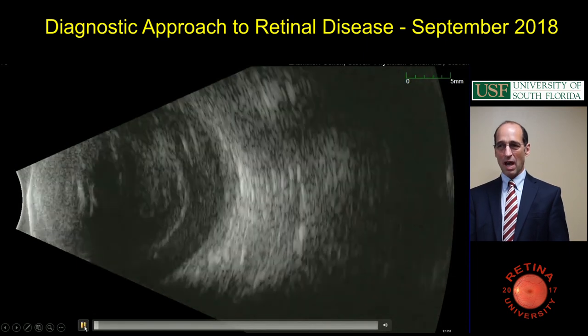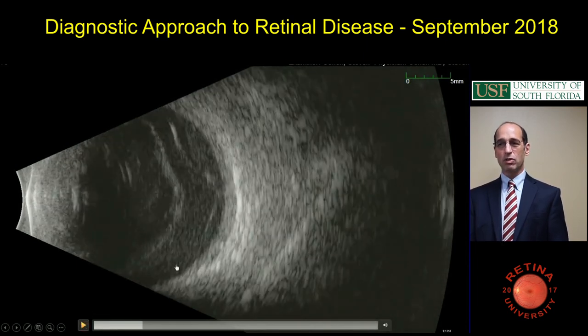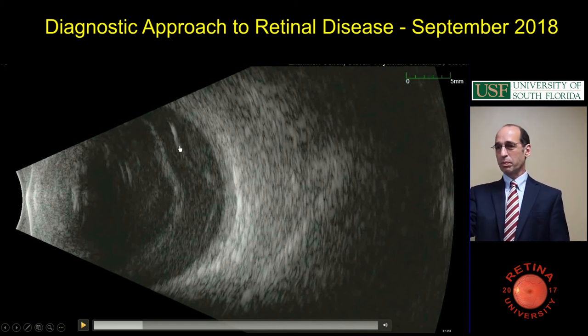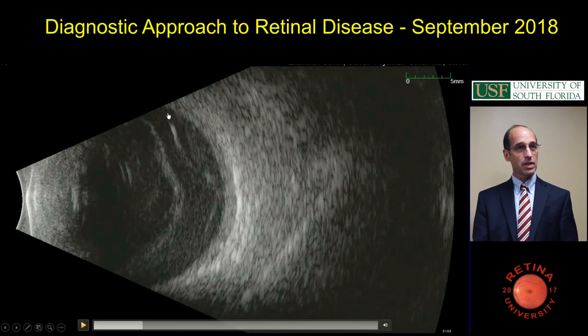The reason it's not is because in a retinal detachment, you do not get discontinuities in the reflection. It doesn't matter how bright it is, that's super bright, but it doesn't go all the way out to the edge. You see how there's a discontinuity? So you don't get that in retinal detachment.